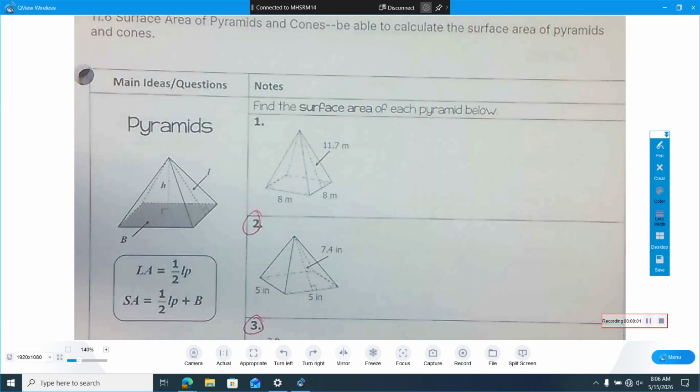So, today we're talking about surface area again. All right, so you got a little bit of experience with surface area yesterday. Can you tell me, what is surface area?